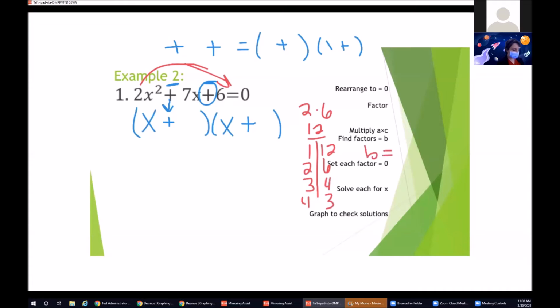Our B is equal to, what's our B equal to? A, B, C. What's our B? 7, very good. So which two numbers add up to be 7? 3 and 4, so those are our lucky numbers. Always put the bigger number first, so drop the 4 and then the 3.